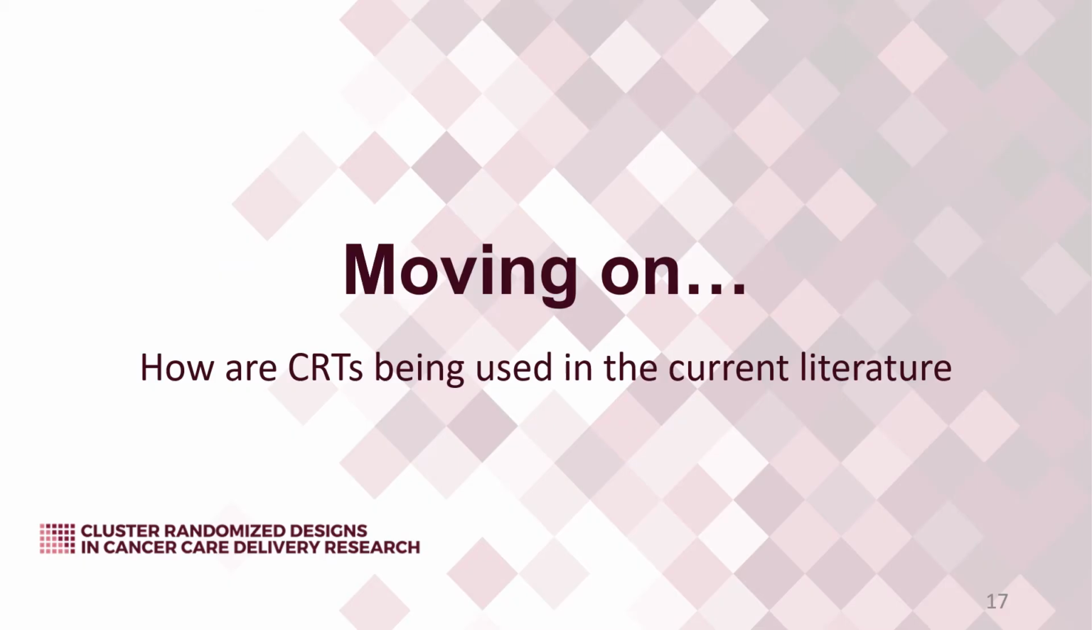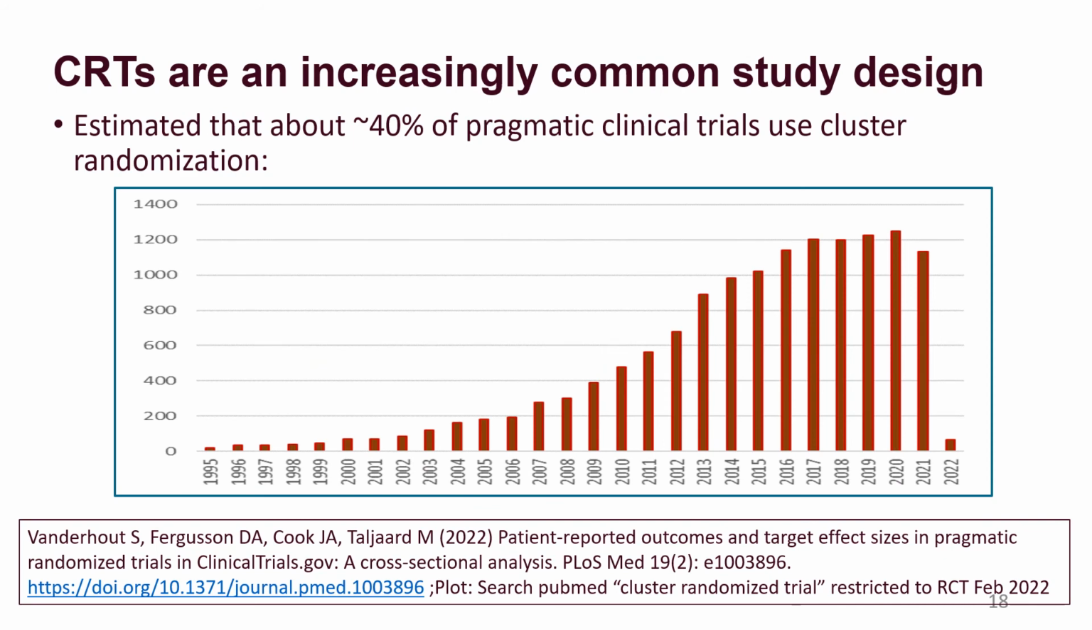So let's move on then and think about how cluster randomized trials are being used in the current literature. So first thing to note is that cluster randomized trials are an increasingly common study design. So it's estimated that about 40% of pragmatic clinical trials use cluster randomization. And this chart here depicts citations of cluster randomized trials in PubMed. And we can see a steady increase over the past decade or so.